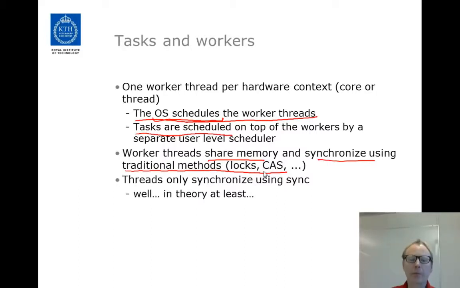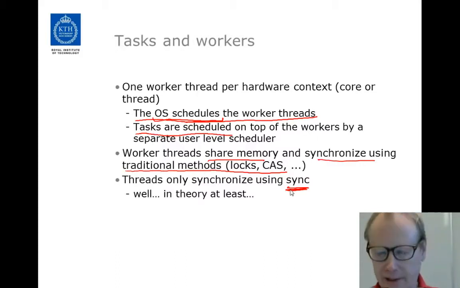So the implementation of task parallel programming is very much like thread-level programming. And then the tasks only synchronize using the sync object or task wait or whatever you have in different programming models. Well, in theory at least.